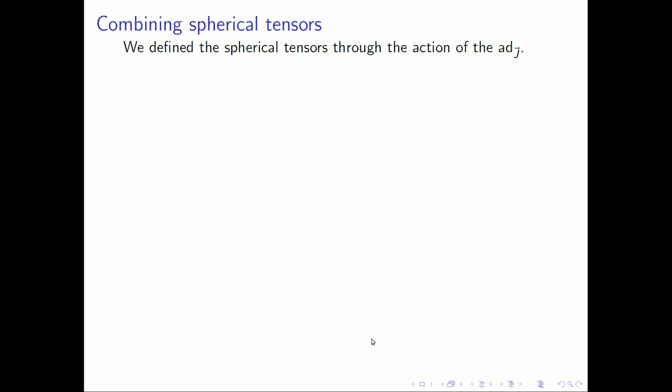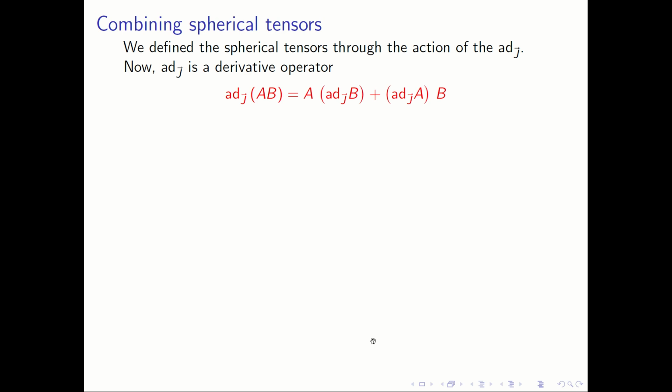We will see this in more detail now when we talk about the general rule for combining spherical tensors. Just to remind you, we define spherical tensors through the action of the ad J operators. Now, ad J has this property, it's called the derivative property. When it acts on a product of two operators, that's really J vector commutator with AB, and this really has nothing to do with something very esoteric. It's just the way commutators behave. If you take the commutator of say J with AB, you get A times commutator of J with B plus commutator of J with A times B, which we have just written down as A ad J B plus ad J A B.